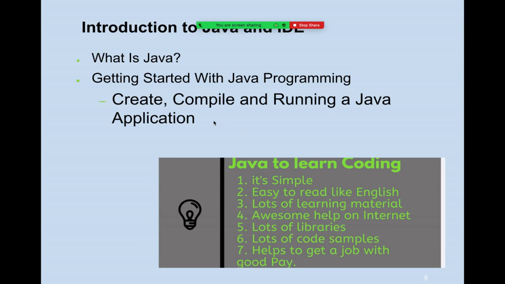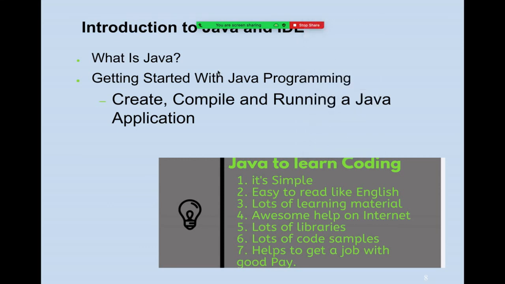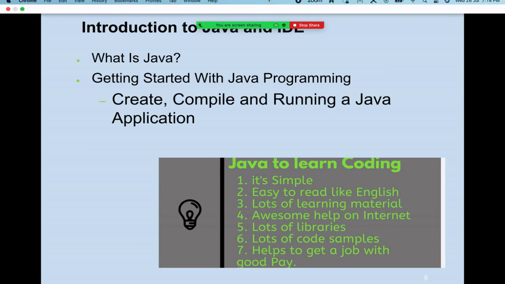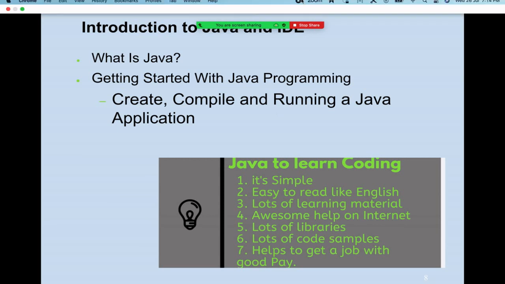So let's get started with what is Java. Can anyone tell me, what do you understand by Java? It's a high-level programming language. You know C is also a programming language, right? Then how is Java different from C? The main thing is object-oriented.